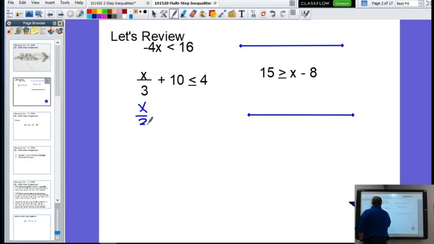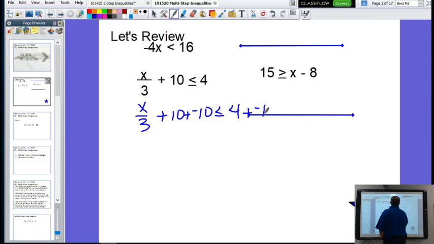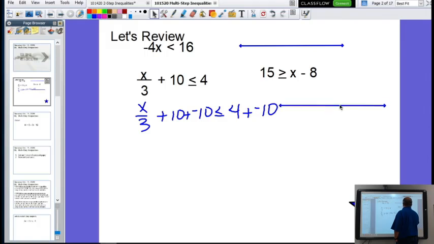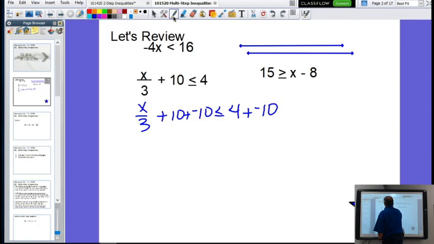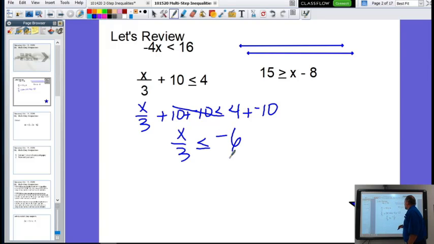So x divided by 3 plus 10 plus -10 is less than or equal to 4 plus -10. And I wrote into that line, oh well. See if I can move it out of the way. There we go. Okay, so then I simplify, so my 10s go away, and I'm left with x over 3 is less than or equal to, was it less than? Yes, less than or equal to, and then 4 plus -10 gives me -6.